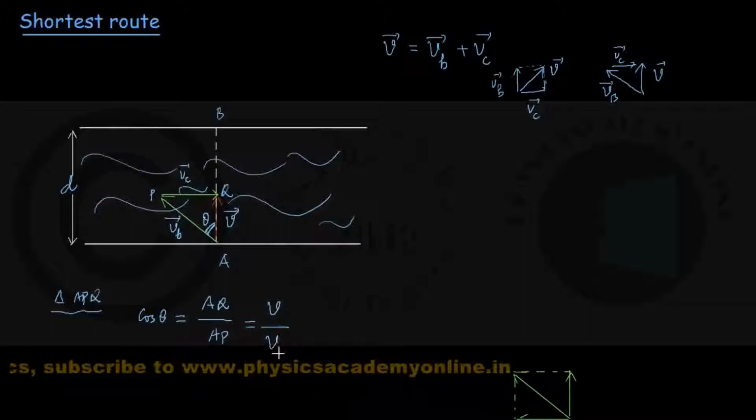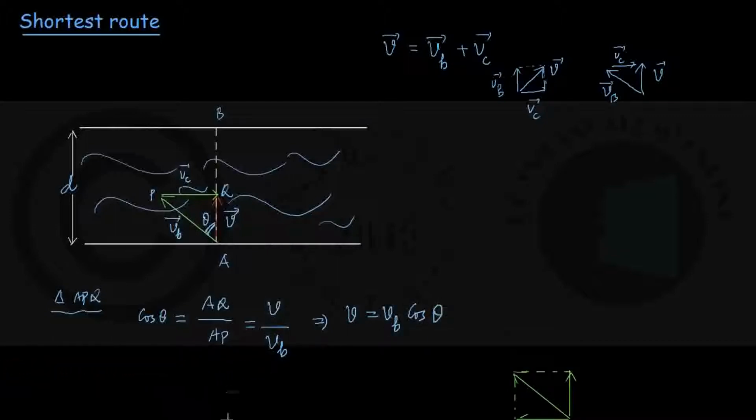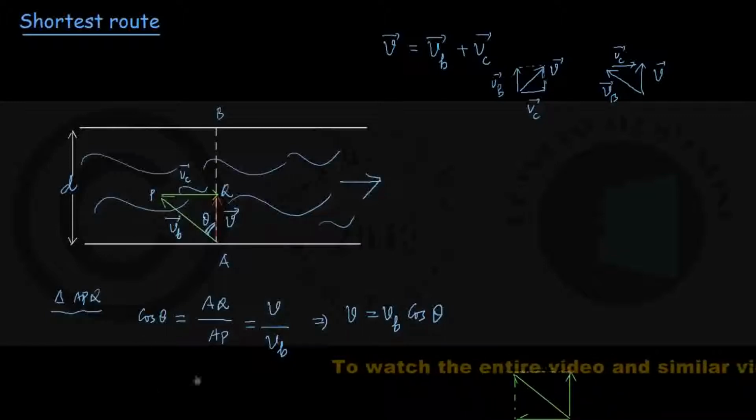So this is V by VB, and you can see from here the resultant velocity is coming out to be the boatman's velocity into cosine of the angle theta made by the boatman upstream with the direction of AB. This is the upstream direction against the current. The current is flowing, of course, in this direction here. So this is the upstream direction to the left, and to the right is the downstream direction.